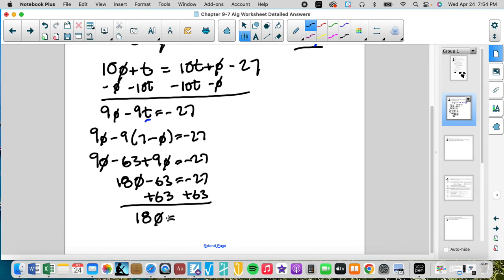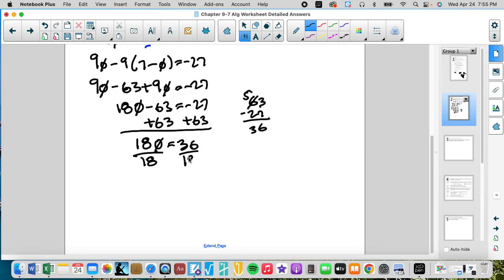18o equals 63 minus 27, which gives us 36. We had to borrow. 36 divided by 18. Divide by 18. And we get o equals, what's that, 2? 8, 9, 16? 2. So the ones place is 2.